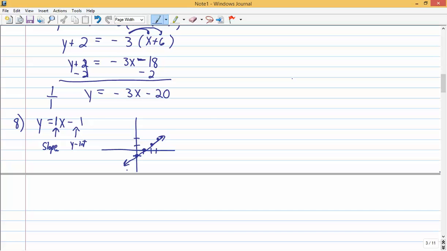Alright, problem number 9 says graph x equals 2. The way that you graph x equals 2 is you go to where x equals 2 on the x-axis. So that would be right here. Put a point, and now you draw a line straight up and down, a vertical line through that point. There's the graph of x equals 2.